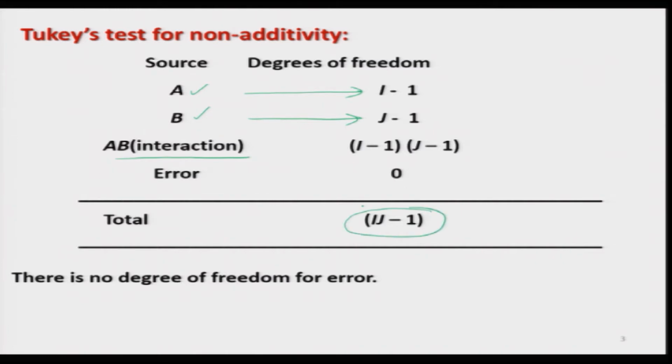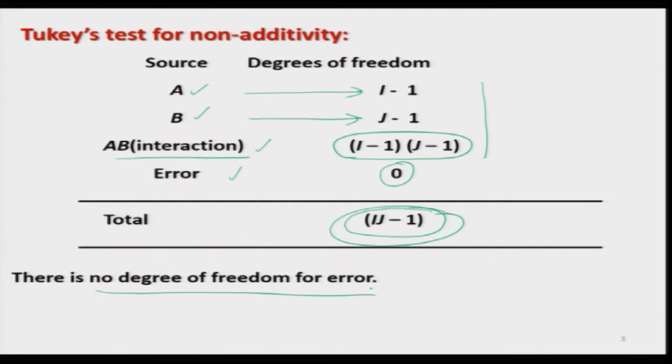So, now if you try to see here, you have two more terms, A B and error. If you try to recall your earlier algebra related to two-way classification, the interaction effect had I minus 1 into J minus 1 degrees of freedom. Now if you try to find the degrees of freedom for the error, by subtraction of all these three degrees of freedom from I J minus 1, it will come out to be 0. Do you not think that now there is no degrees of freedom for this error?